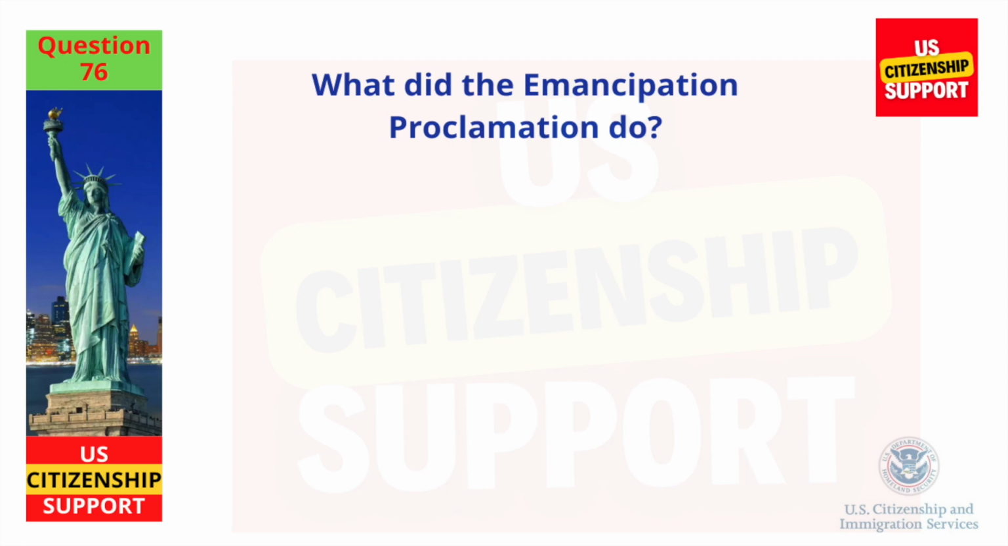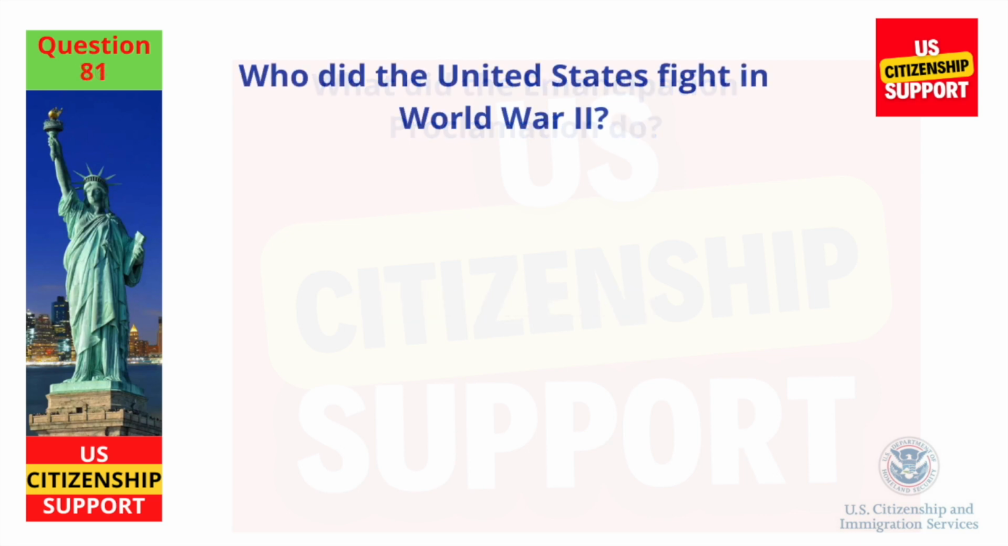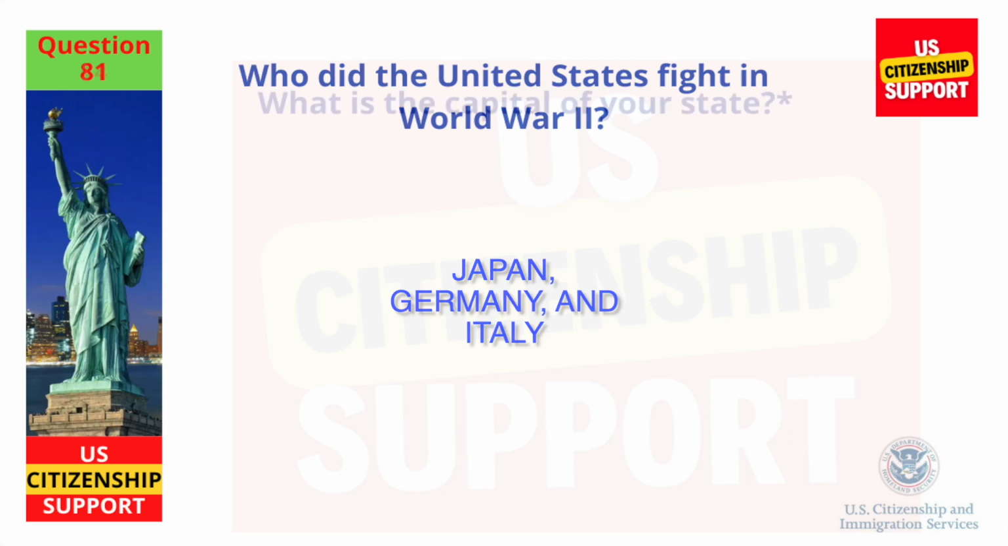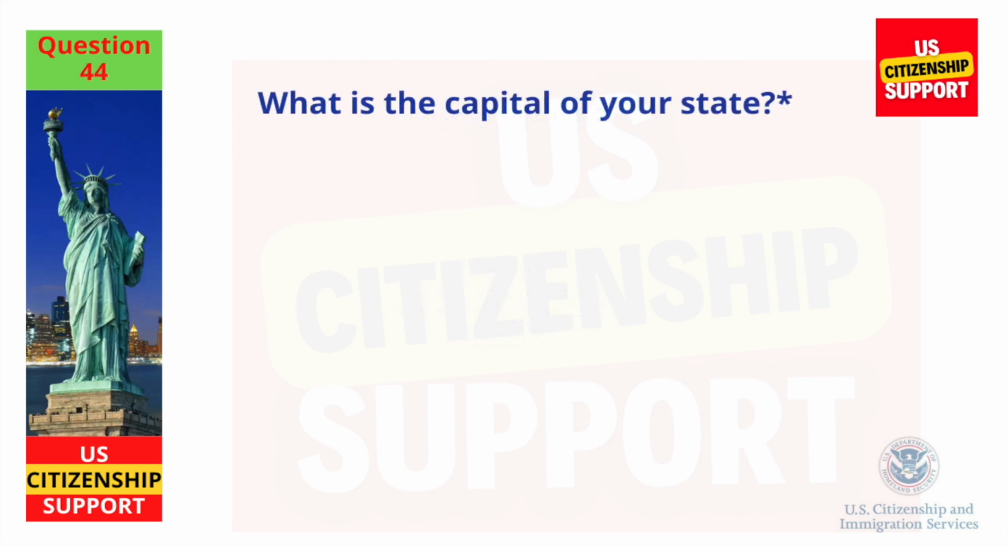What did the Emancipation Proclamation do? Freed the slaves. Who did the United States fight in World War II? Japan, Germany, and Italy. What is the capital of your state? This answer will vary.